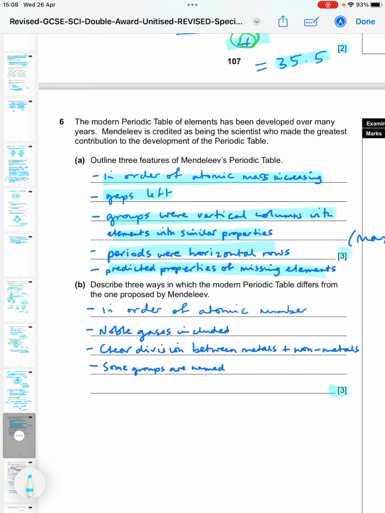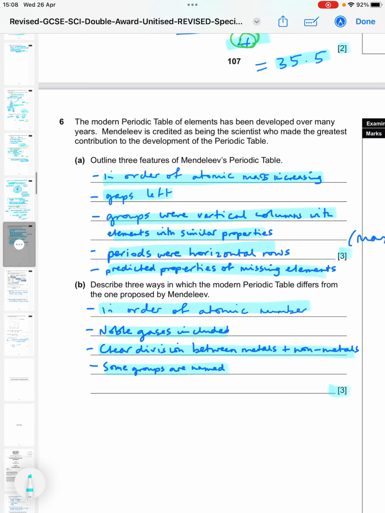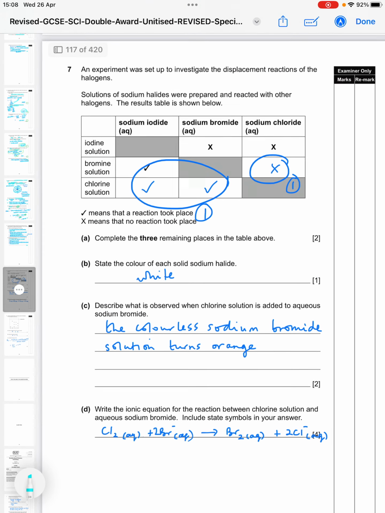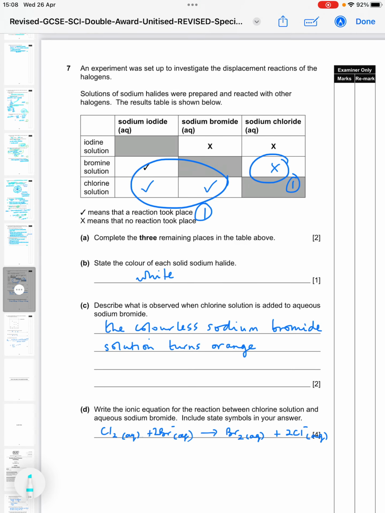Then describe 3 ways in which the modern periodic table differs from the one proposed by Mendeleev. So again, maximum of 3 here, but you see I have 4 points you could use to get your marks. So it's in order of atomic number. We include the noble gases in the modern periodic table. There's also a clear division between metals and non-metals, and some of the groups are named.